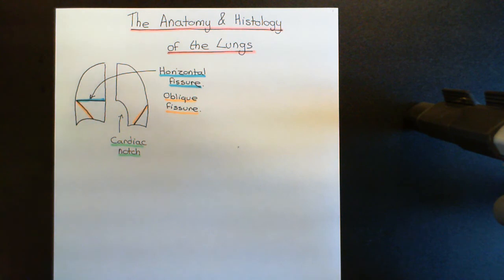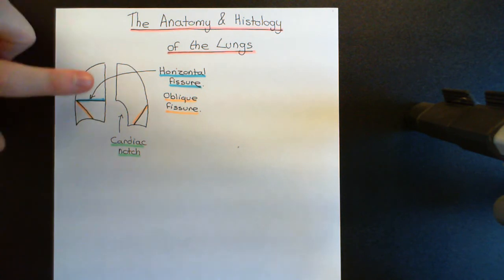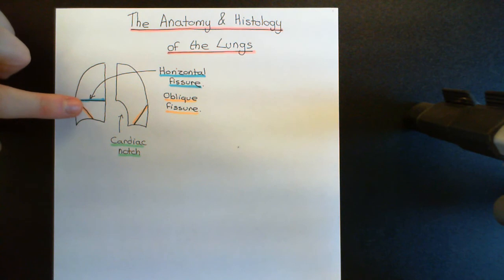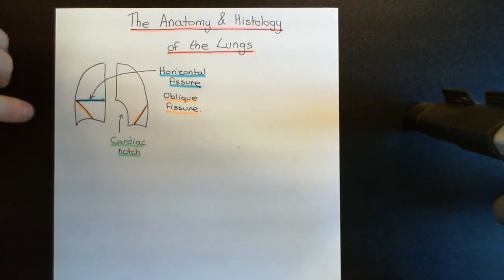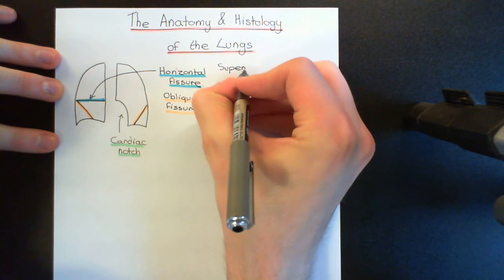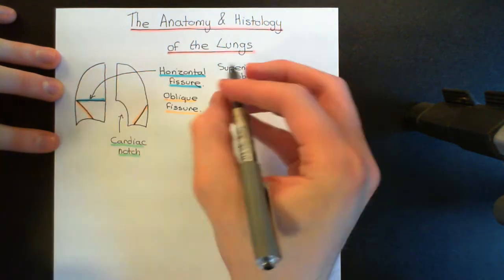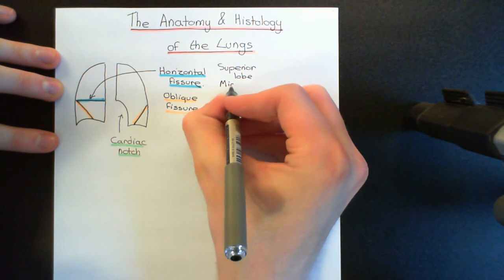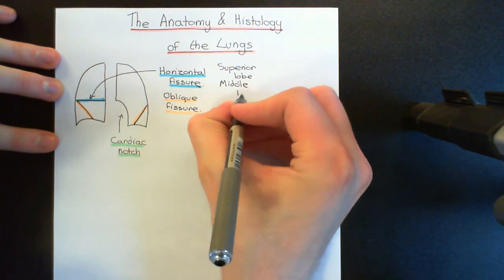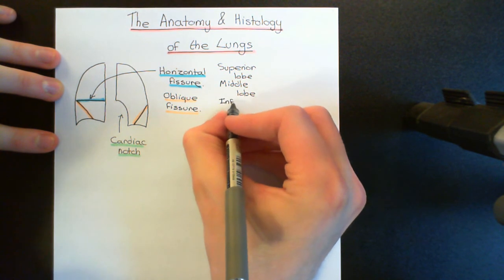Okay, so now to talk about the lobes that these fissures divide the lungs into. So starting with the right lung here, it's all very simple. The topmost portion of lung tissue here is known as the superior lobe, the middle portion is known as the middle lobe, and the inferior portion is known as the inferior lobe. So I'll just write those down here. So we have a superior lobe, like so, which is this one here. Then we have the middle lobe, which is the one in between the horizontal fissure and the oblique fissure, and then finally we have an inferior lobe.